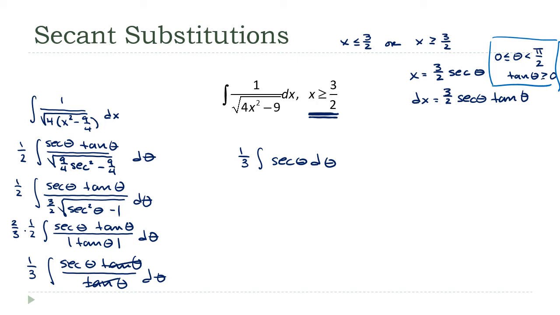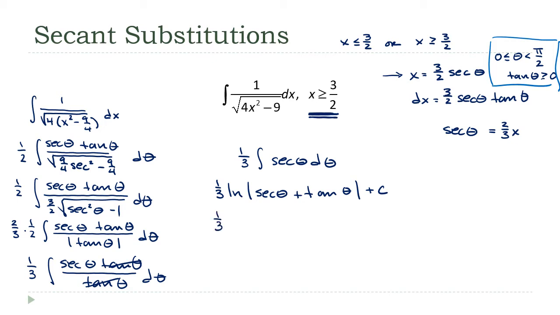And we've already seen what the integral of secant theta is. This is 1/3 the natural logarithm of the absolute value of the secant of theta plus the tangent of theta plus a constant. And now we need to go back to x's, right? So jump back up here. The secant of theta is 2/3 x. Okay, well, good. So let's put that in there for the first part.